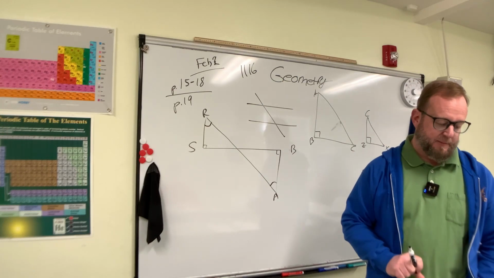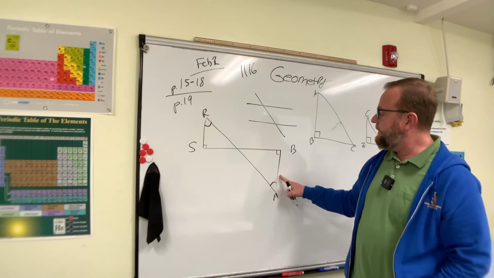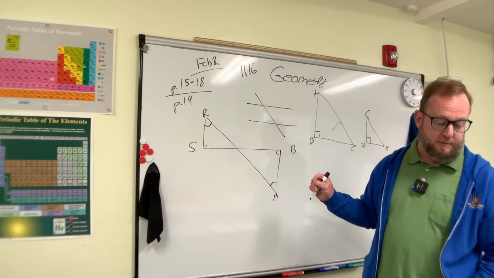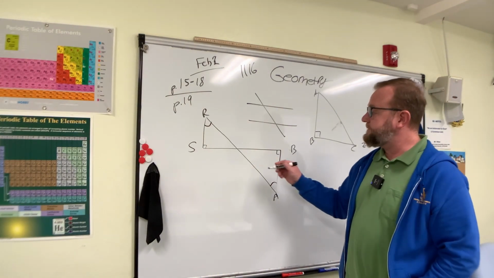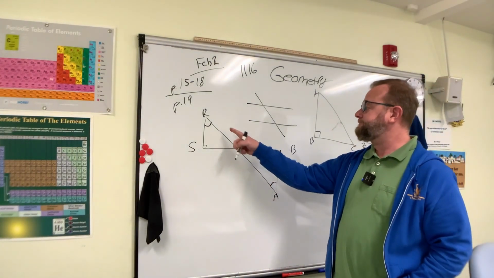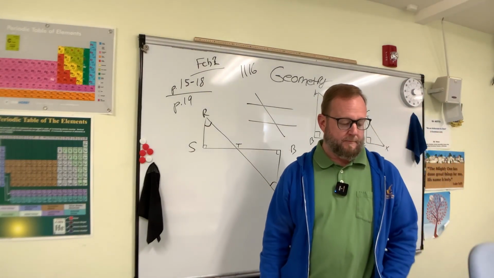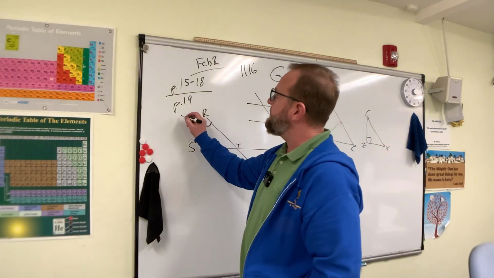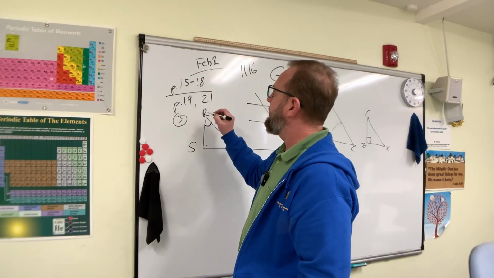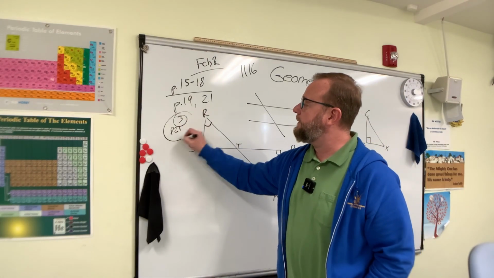And once I have my triangles similar, then I can say that AB over RS is equal to AT over RT. T must be in the middle. Got it? That's proof 3. So we're actually doing proof 3 on not page 19, but page 21. So that's proof 3, page 21.